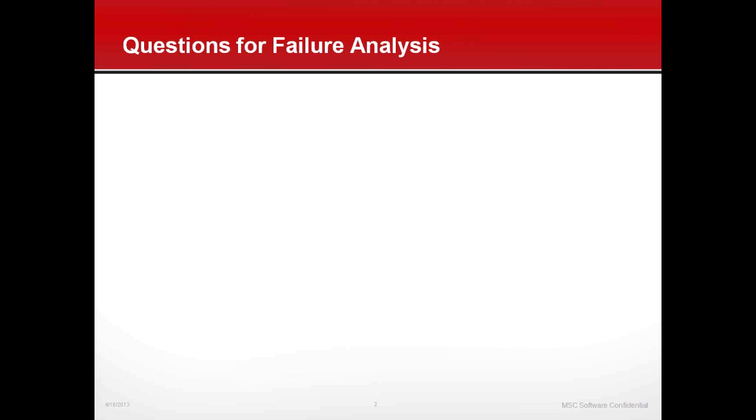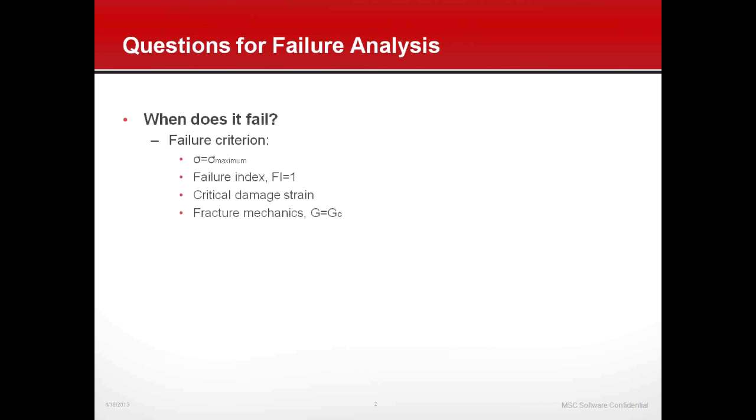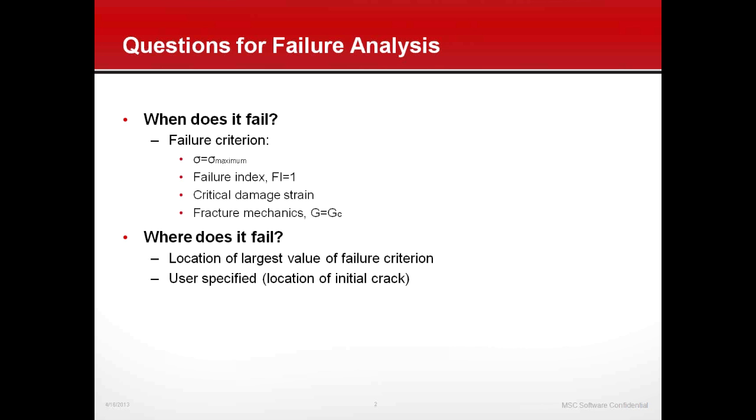So I will start with three basic questions you may ask yourself in failure analysis. The first question would be, where does the structure fail? And to answer that, you typically use a failure criterion of some kind, where stress could equal some sort of maximum stress, like a yield stress or a breaking stress. You can have a failure index, like used in composites, for instance. You can have a critical damage strain, which marks the onset of failure. Or in fracture mechanics, you have some sort of fracture mechanics criterion, like the energy release rate reaches a critical value.